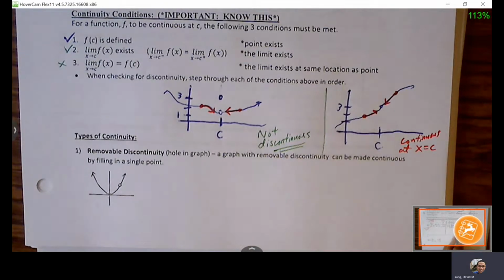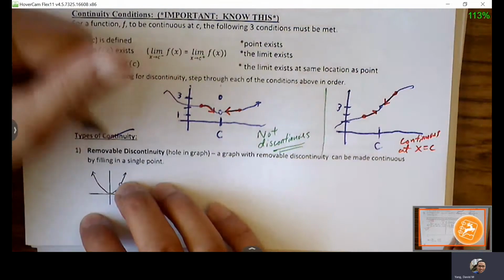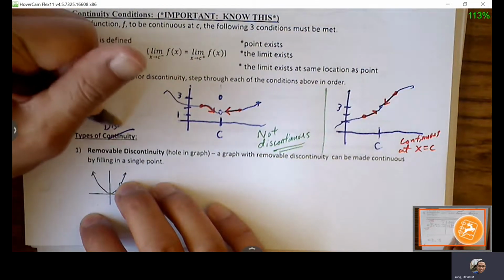Okay, so let's talk about types of discontinuity. Sorry, I mistyped this here. Types of discontinuity.